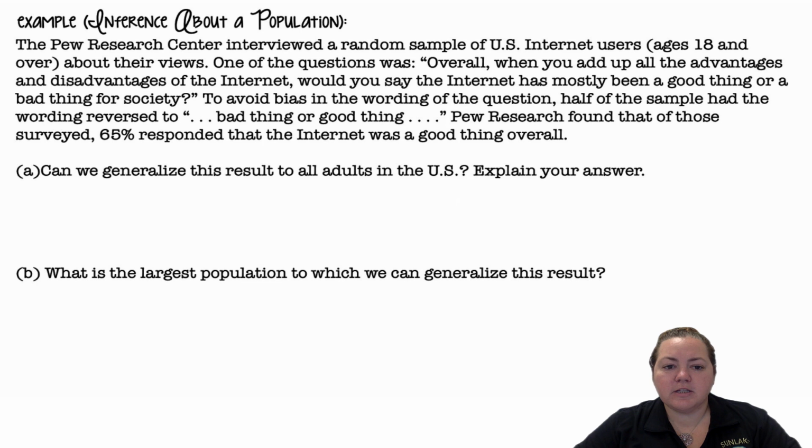All right, inference about a population. The Pew Research Center interviewed a random sample of U.S. internet users ages 18 and over about their views. One of the questions was, overall, when you add up all of the advantages and disadvantages of the internet, would you say the internet has mostly been a good thing or a bad thing for society? To avoid bias in wording of the question, half of the sample had the wording reversed to bad thing or good thing. Pew Research found that of those surveyed, 65 responded that the internet was a good thing overall.